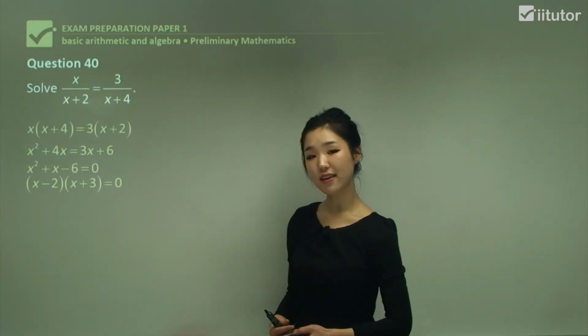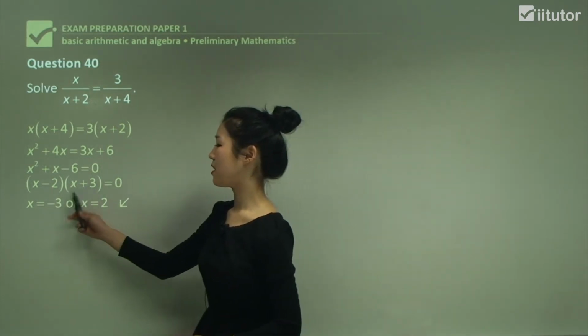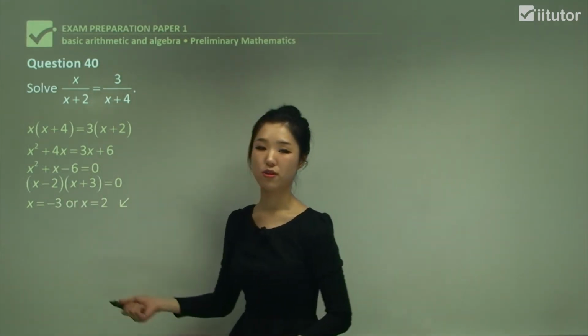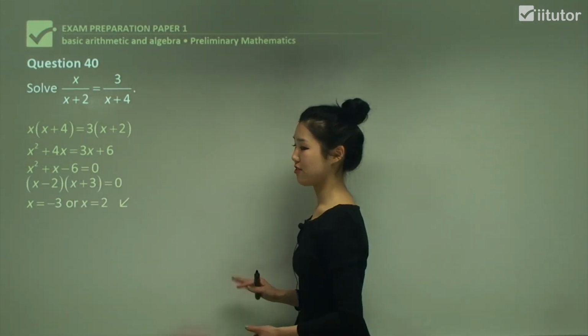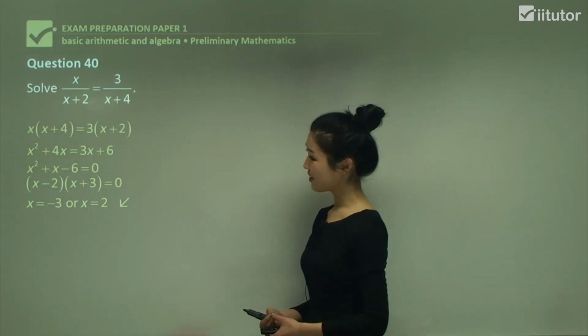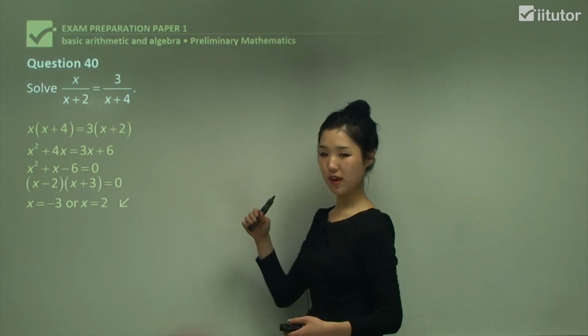So therefore, what is x? x will just be negative 3 or positive 2. That's the two solutions that I have. Okay, so just remember that cross multiplication method.